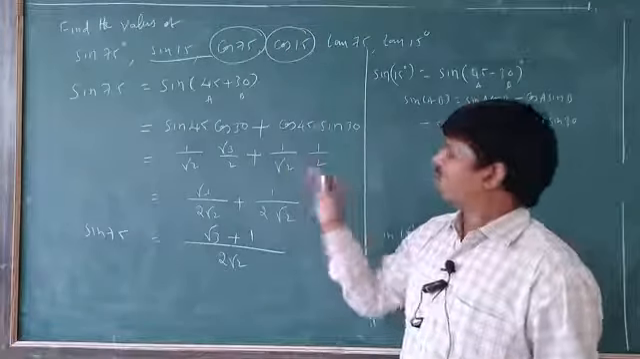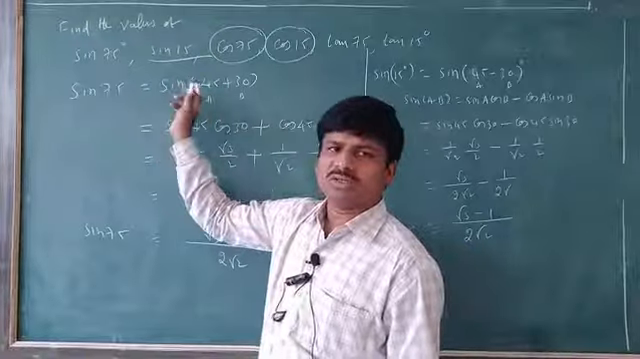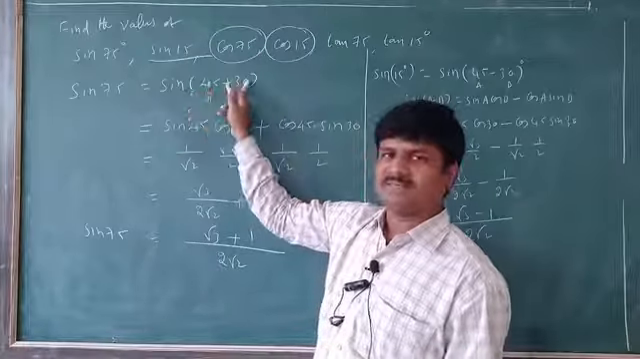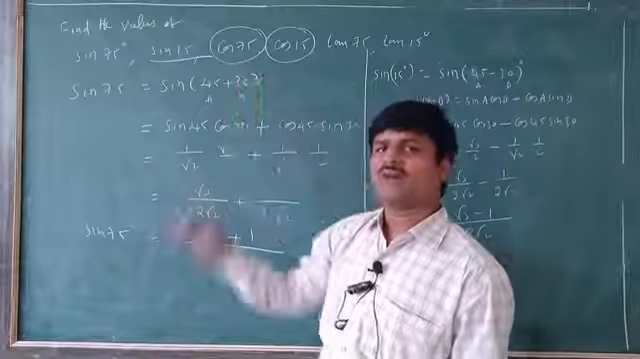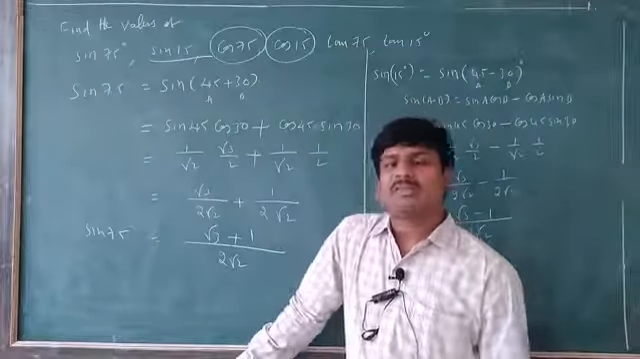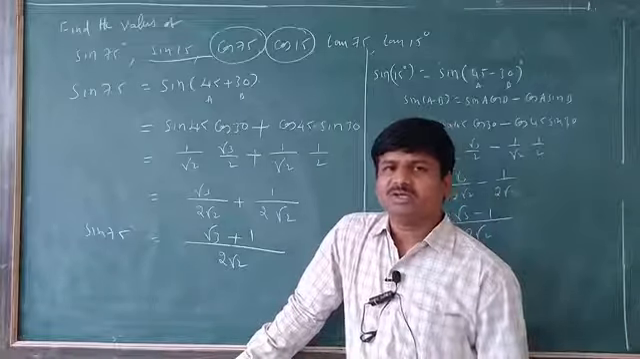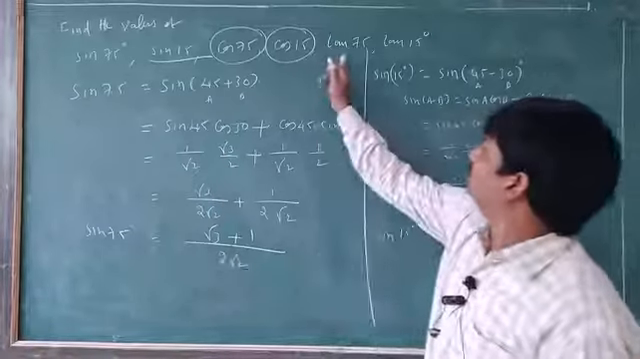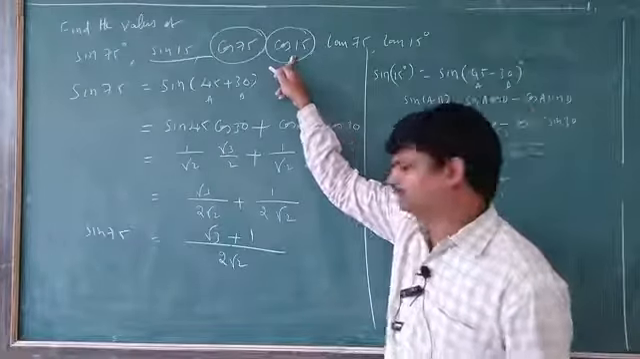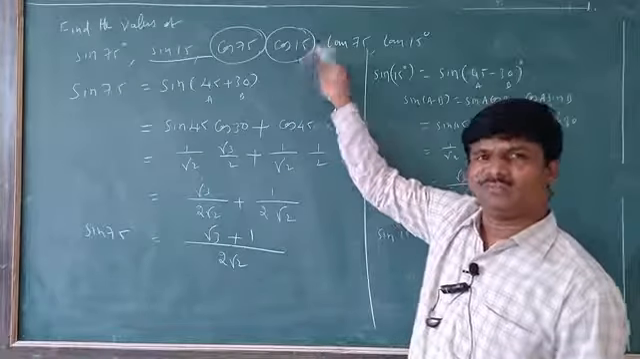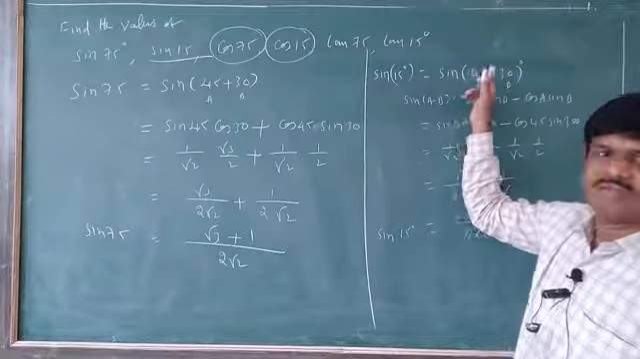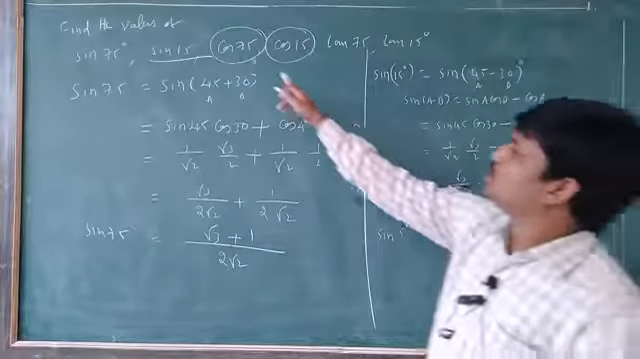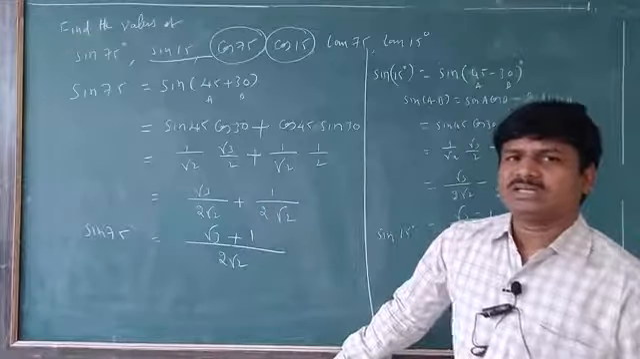Same manner. Like sin 75 we wrote, same like this cos 75 also. Cos 75 means cos of 45 plus 30, cos of A plus B form. What is the formula of cos of A plus B? Cos A cos B minus sin A sin B. Substitute, write the values, take LCM and simplify, you will get that value. Cos of 15 is also the same. Cos of 15 means 45 minus 30. We have to write like this only. Clear? So, these two questions, solve yourself.